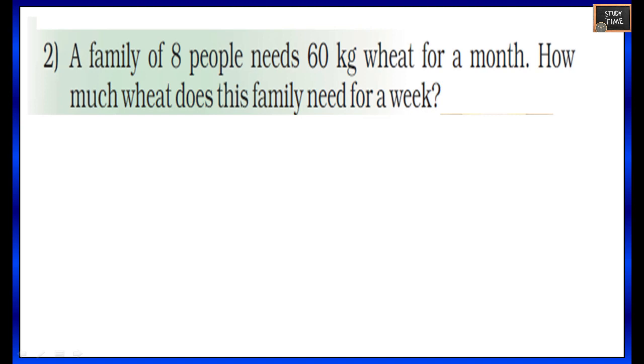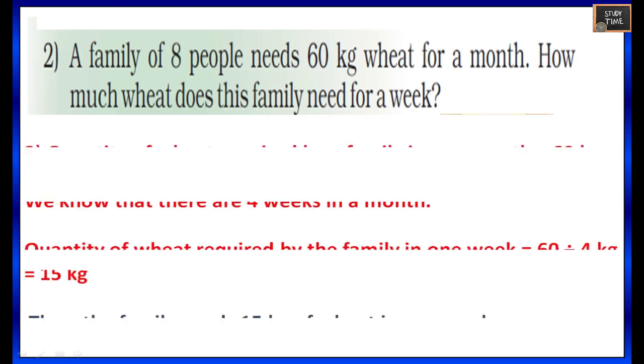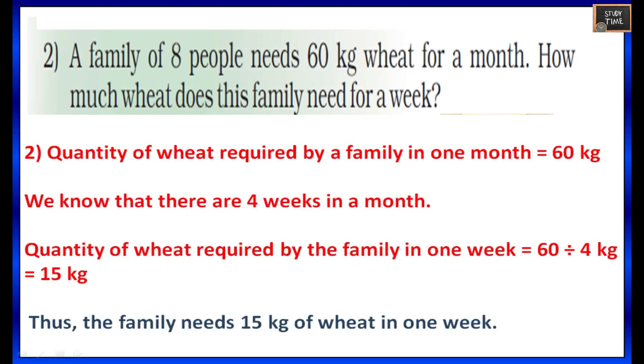Next question. A family of 8 people needs 60 kg wheat for a month. How much wheat does this family need for a week? The quantity of wheat required by the family in 1 month is 60 kg. We know that there are 4 weeks in a month. So, you have to divide 60 by 4, and you will get 15 kg. So, this 15 kg is the amount of wheat required for the family in 1 week, if they are using 60 kg wheat for a month.